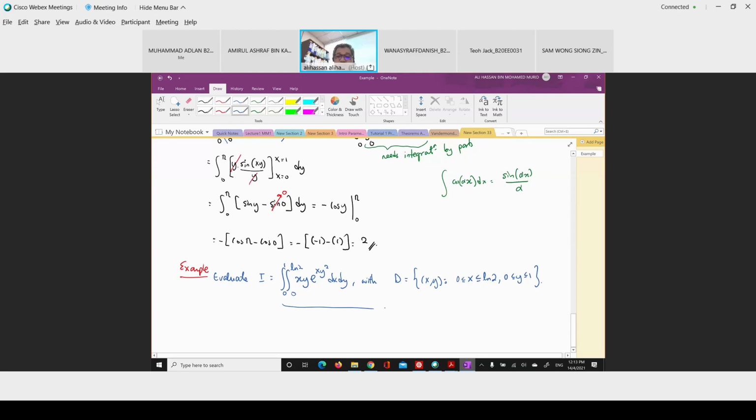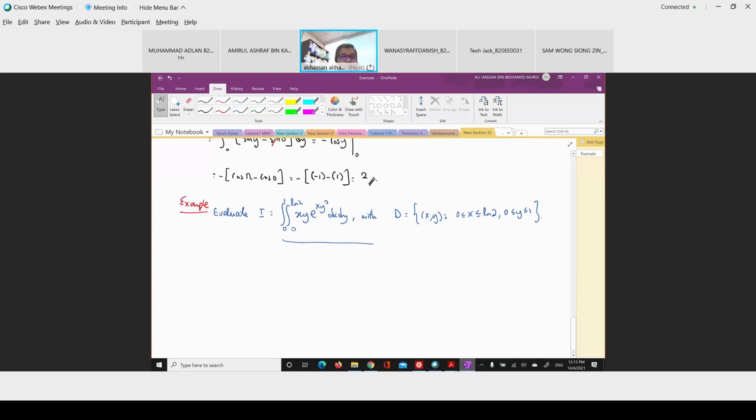So x and y here are both bounded by numbers, right? That's an indication that D is a rectangular domain. Okay, what do you think? Shall we just evaluate I using the given order dx dy, or should we evaluate it using the order dy dx?